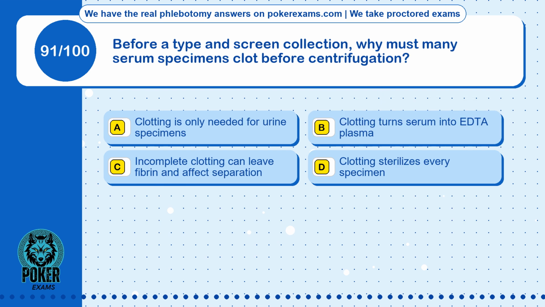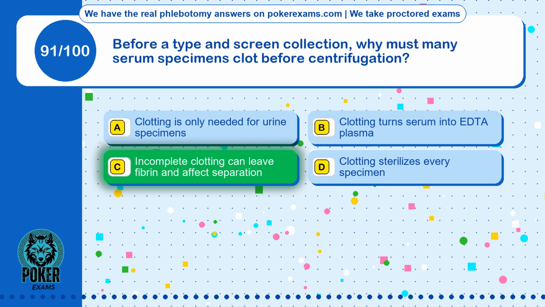Question 91. Before a type and screen collection, why must many serum specimens clot before centrifugation? Option A, clotting is only needed for urine specimens. Option B, clotting turns serum into EDTA plasma. Option C, incomplete clotting can leave fibrin and affect separation. Option D, clotting sterilizes every specimen.